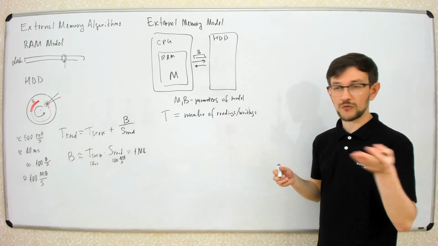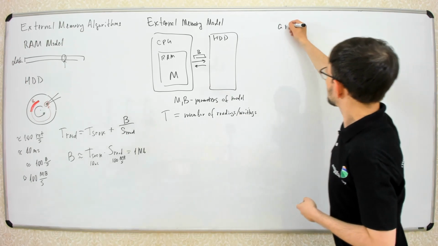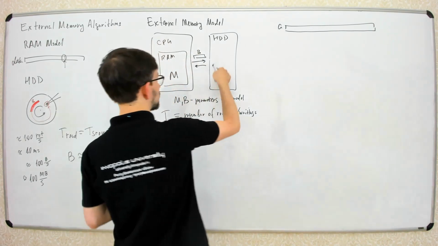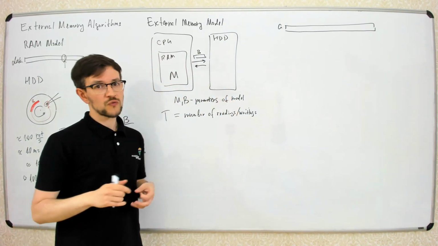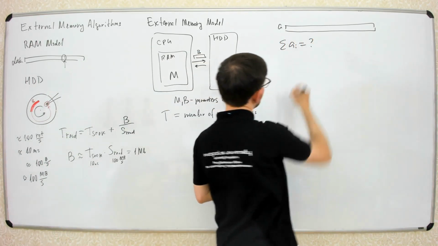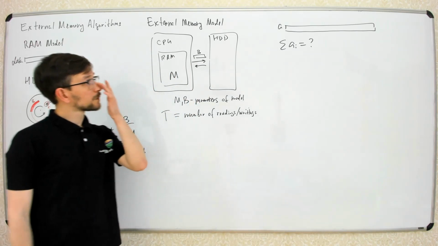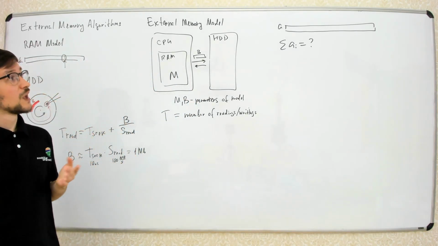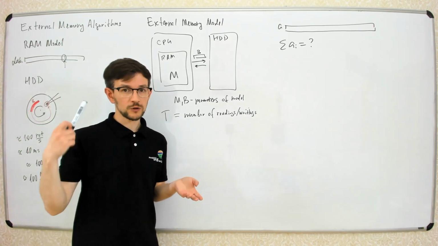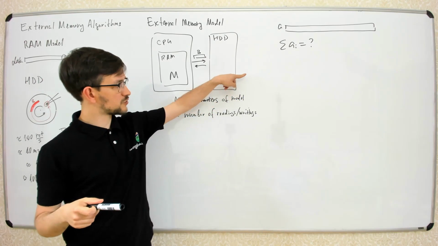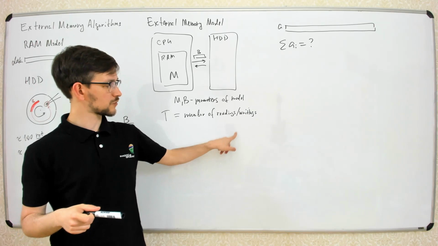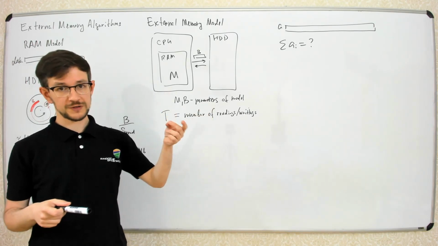Let's find the sum of elements. So we'll have array A. This array is stored on your hard disk, and you want to find the sum of all elements of this array. It's a very simple algorithm. How do you solve this problem in the RAM model? Quite simple. You just iterate through all elements of your array and ask for them one by one, and just calculate the sum of all these elements.